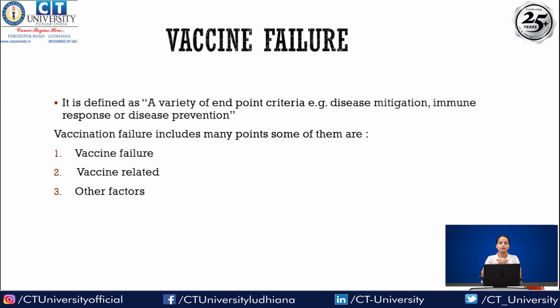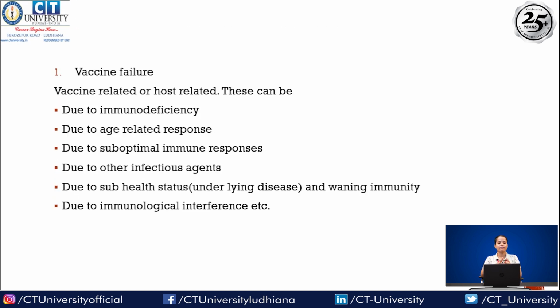Then is vaccine failure. What is vaccine failure? It is defined by a variety of endpoint criteria, for example disease mitigation, immune response or disease prevention. So vaccine failure includes some points, on how vaccine failure happens from individual to individual. The first point is vaccine failure, vaccine-related and other factors. What are these criteria? First is vaccine failure. Vaccine failure could happen due to immunodeficiency. Second, it could happen due to age-related response. Some individuals do not have a good immune response. So in that case, vaccine failure automatically happens.